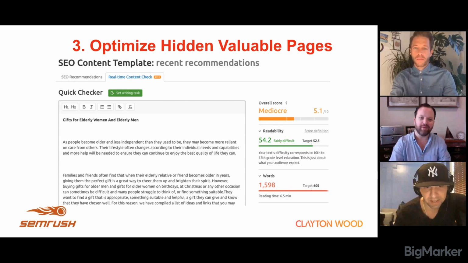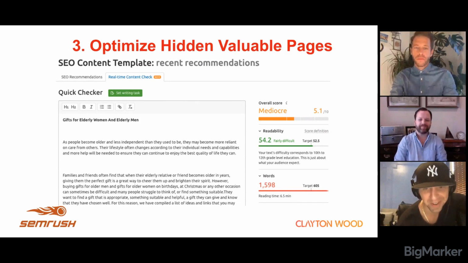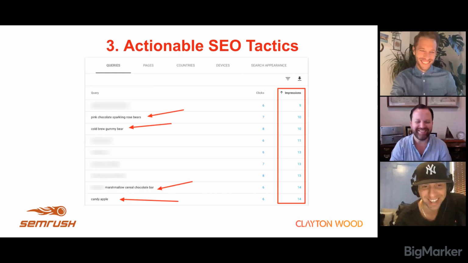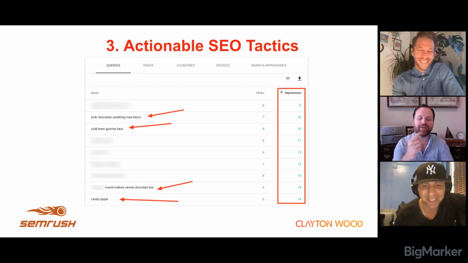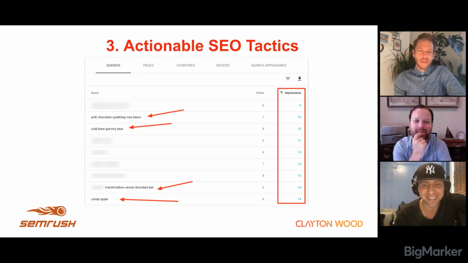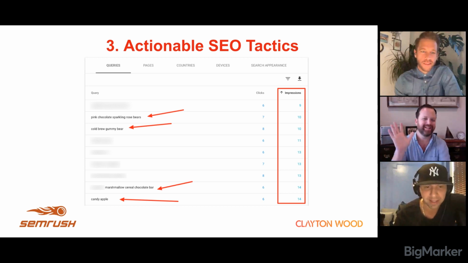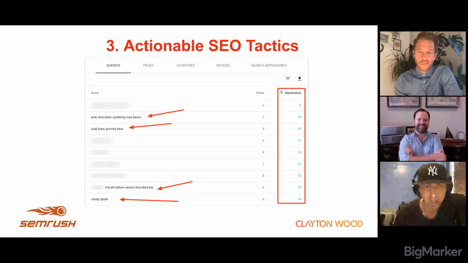Dude, some of those keywords are hilarious. If you could go back to that just for a second. I mean, pink chocolate sparkling rose bears. You know what's crazy is they probably sell $3 million worth of those. Yeah. I mean, that's what I was gonna say. As long tail and specific as these are, you got to believe that someone searching for that is looking to buy now. Exactly.